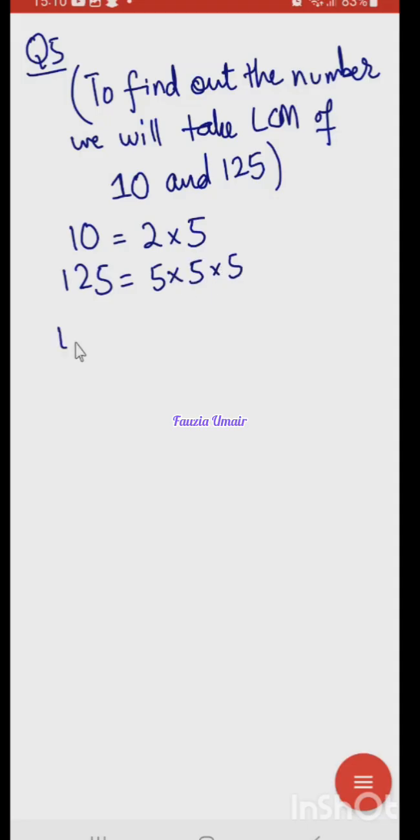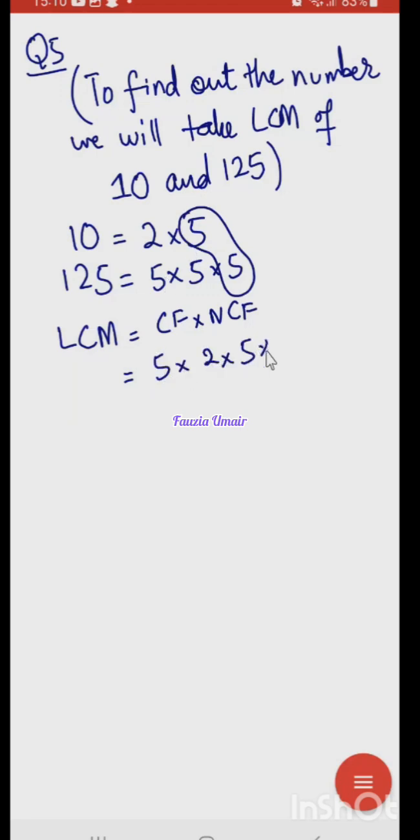व्हाट वुड बी एलसीएम? What is the common factor? LCM होता है ना, common factor multiply by non-common factor. Common factor is this 5, right? So 5 is a common factor and the rest of the numbers 2 into 5 into 5, they are non-common factor. So 125 को 2 से multiply करें तो LCM is 250. इसका मतलब है वो number जिसके 8 factors हैं वो 250 है, right?